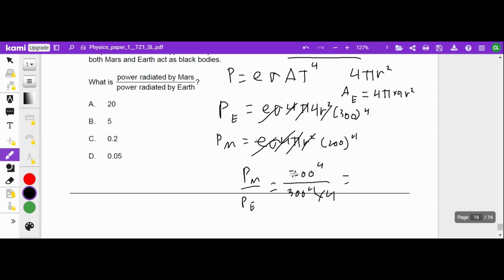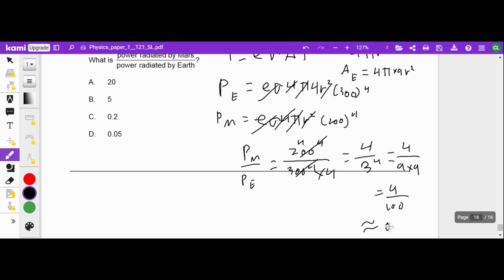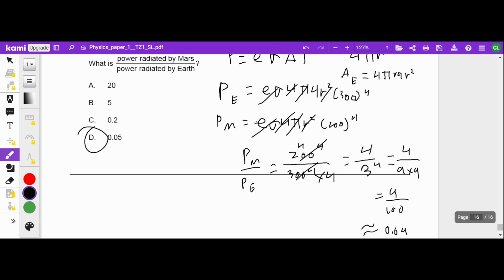We'll get rid of these hundreds to the power 4, so it's 2 to the power 4 divided by 3 to the power 4 times 4. Then 2 to the power of 4 divided by 4 is 4, so you'll have 4 over 3 to the power of 4. That's basically 4 divided by 9 times 9. If we round 9 to 10, it'll be basically 4 over 10 times 10 over 100, so you'll have about 0.04. So the closest one will be D, and that's the answer.